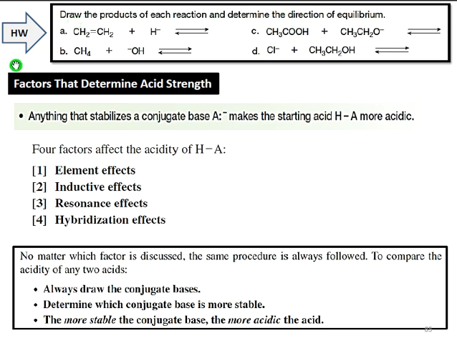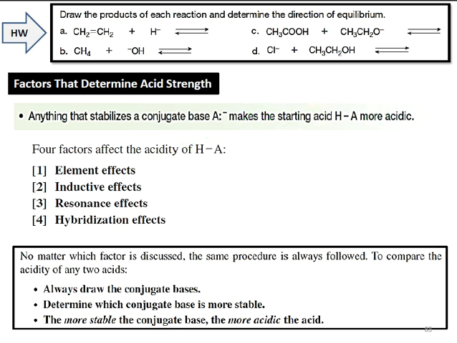Okay, now, factors that determine acid strength. If we think about acid strength, you have to think about 4 things. Number 1, the element effect. Number 2, the inductive effect. Number 3, the resonance effect. Number 4, the hybridization effect. Anything that stabilizes the conjugate base makes the conjugate base more stable, which means the starting acid will be more acidic.